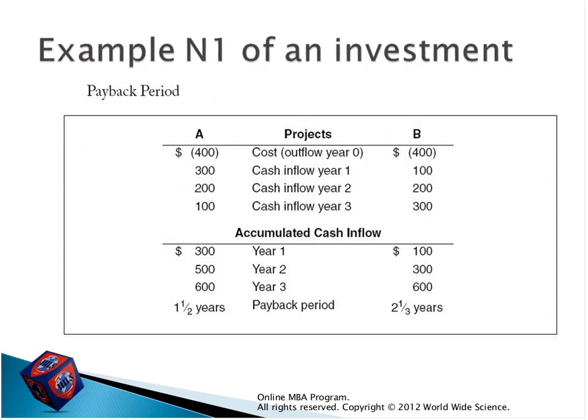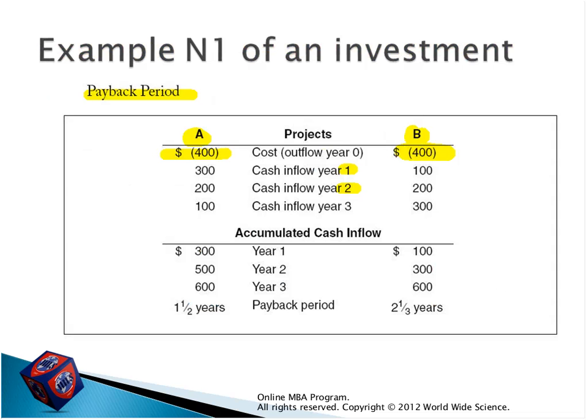For example, assume we have two projects, A and B. We have some investment costs on the projects. In project A, we invest $400 US, and in project B, we also invest $400 US. So the investment amounts of the two projects are the same, right? And the projects run for 3 years.